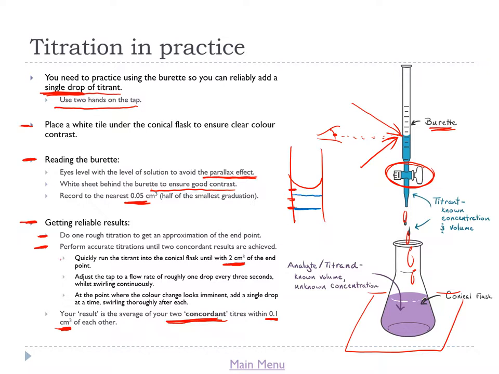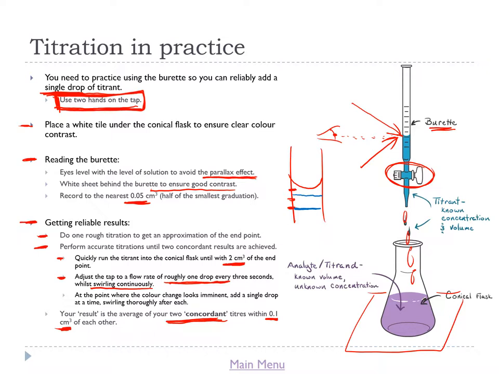Then you adjust the tap so the flow rate is roughly one drop every 3 seconds. And to adjust that tap properly, again, make sure you're using two hands on the tap. That way you can get the smallest kind of movements and adjust it most finely. So you're adjusting the flow rate to roughly one drop every 3 seconds while swirling continuously. And you'll find when you're near the end point that the colour change starts to happen. You'll find maybe the colour changes, you swirl it a bit and it kind of goes back. So you'll get a feel for when the colour is about to change.